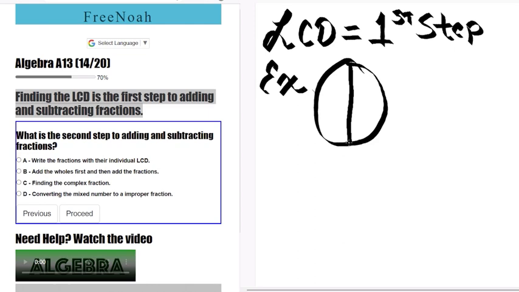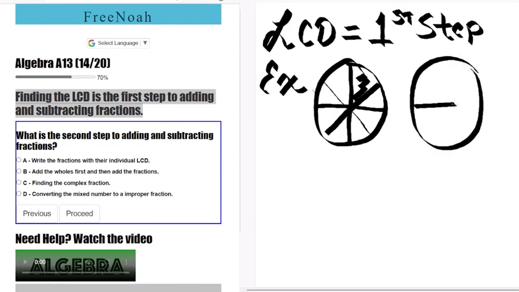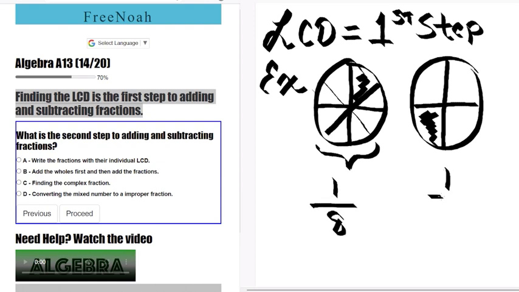For example, we have a circle here, and we're going to cut it into eighths. There we go. We're going to shade in only 1/8 of the circle. For our second circle, we're going to cut it into quarters and just shade in 1/4. All right. Now, let's give it some numeric value here. So we have 1/8, and then we have 1/4.